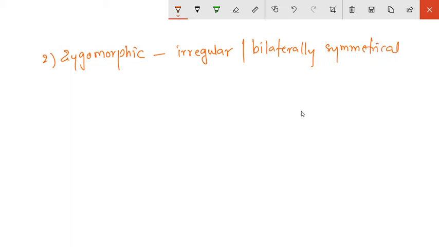Bilaterally symmetrical. Okay. So bilaterally symmetrical means what? It is the irregular flower in which all the different floral members are not similar to each other or not evenly distributed. Okay. So the floral leaves are not similar.